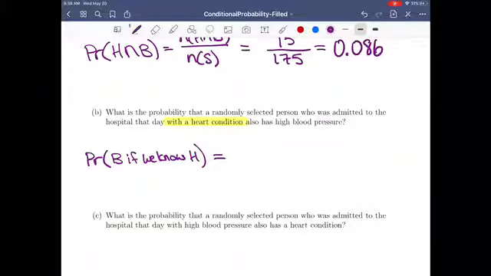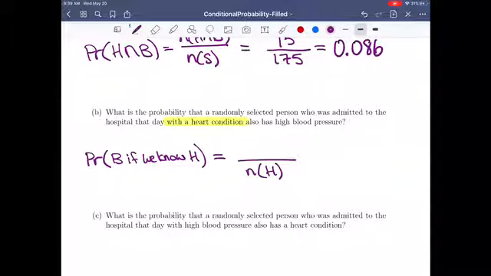Okay, there's going to be better notation that we're going to talk about, but because we know that we're picking people with a heart condition, let's restrict the sample space. We're going to have a new sample space: people with a heart condition. So that's where we're picking. And it's going to be uniform because we're doing it randomly, so every person in that set is equally likely.